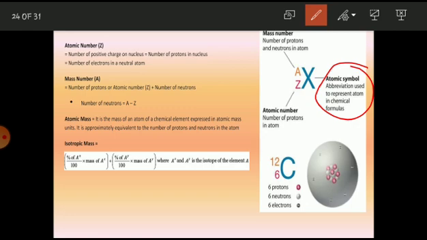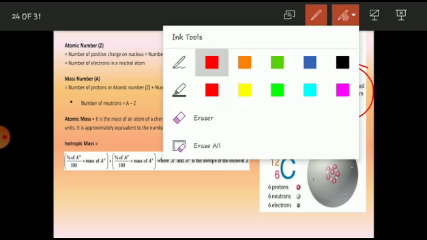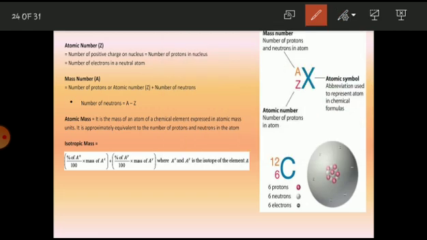The subscript and superscript, we are having two. The superscript A is mass number, that is number of protons and the neutrons in the atom, and the subscript Z is atomic number. So you have to write down the atomic number as a subscript and the mass number as a superscript. So here we are having one example.